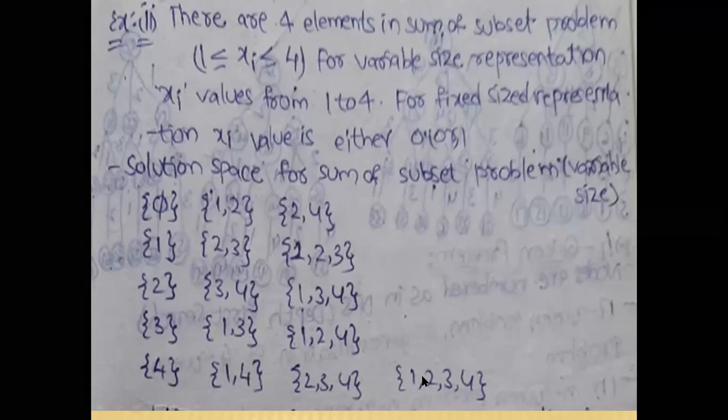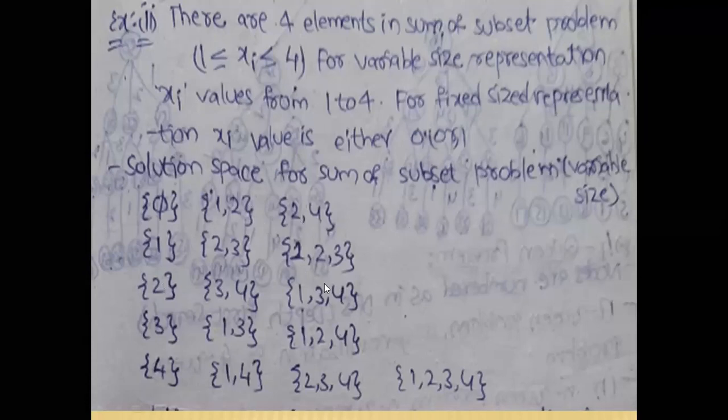That is, here the size of the tuple varies, from 1 up to 4. So for variable size representation, explicit constraints represent variable size. These are all the explicit constraints.